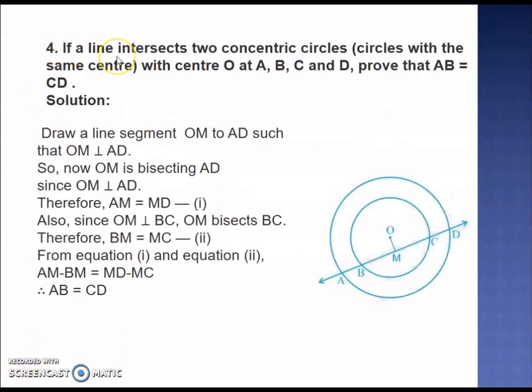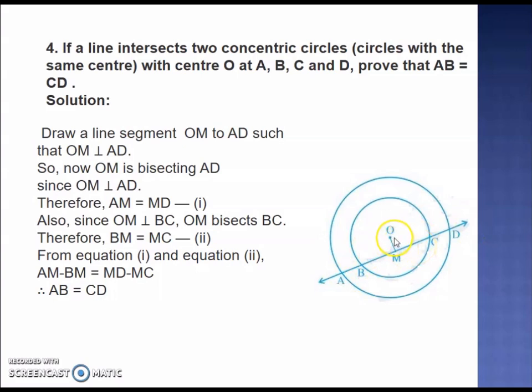Now question number 4. If a line intersects two concentric circles, meaning circles with the same center. So there are two concentric circles and there's a line which intersects these concentric circles at these points A, B, C and D. Then you have to prove that AB is equal to CD. This is what you have to prove. So we will construct OM perpendicular to AD. Now this OM is also perpendicular to BC because it's the same line. So it's perpendicular to both.